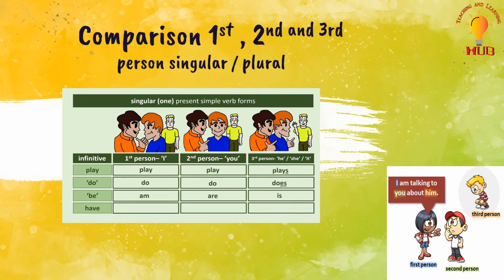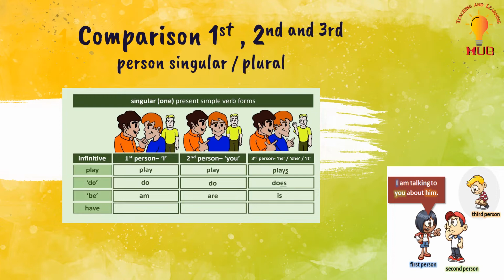It is first, second, and third person singular. You can see here that there is a girl, boy, and another person. So, I am talking to you about him. I is the first person, you is the second person, and him or he or she is the third person.